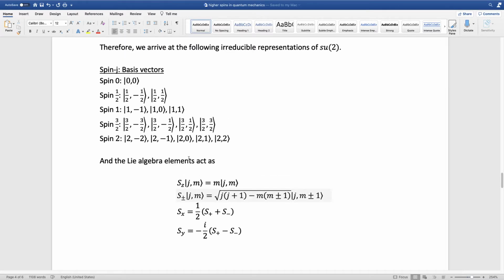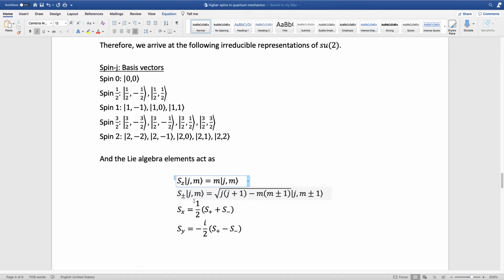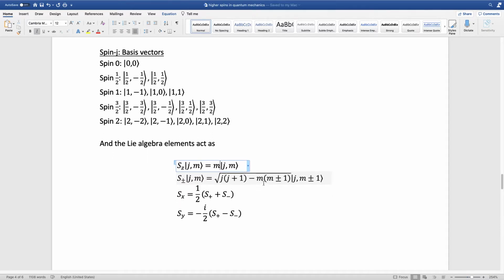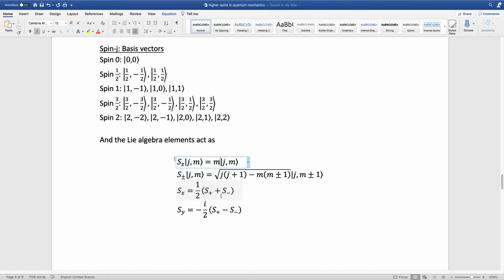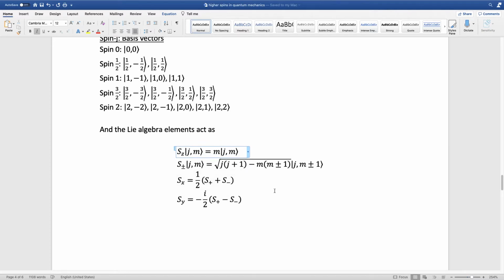And how the Lie algebra elements act upon these basis vectors is important as well. So we know that the spin z operator acts upon the eigenvector. The eigenvector is an eigenvector of the spin z operator, so it just leaves a constant here. However, raising and lowering operators change the eigenvector, and there's this prefactor in front of it as well. Now, from the definition previously, we can also express spin x and spin y in terms of raising and lowering operators. This will be useful later.